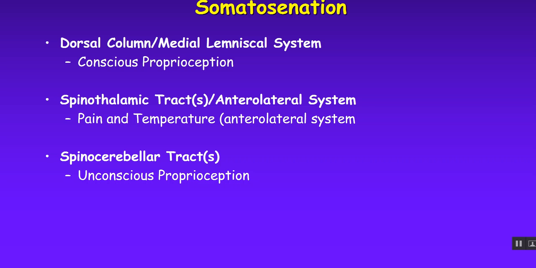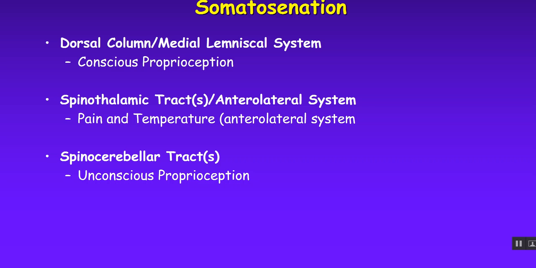This is coming from joint receptors, muscles, tendons, ligaments, those kind of things that have special receptors that tell you where your body is in space and how fast your joints are moving and those kind of things. And you're consciously aware of it. It's getting up to your cerebrum. That's via the back part of your spinal cord in the dorsal columns. That's why it's dorsal columns.